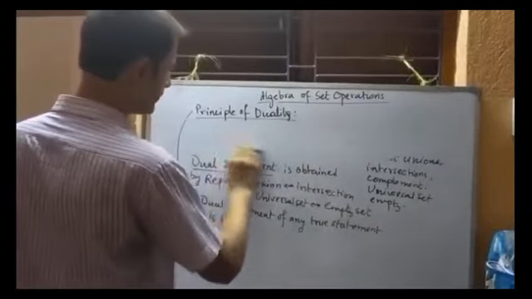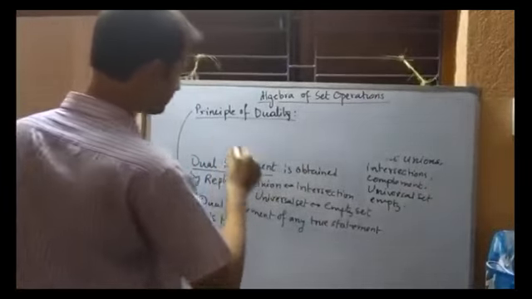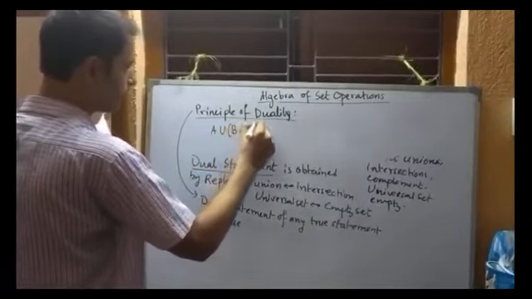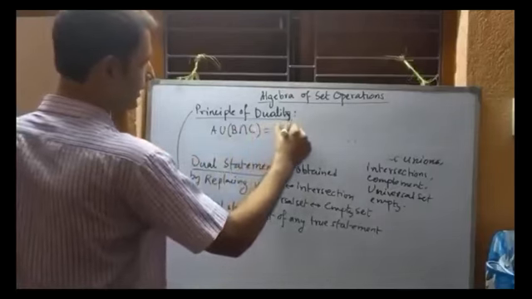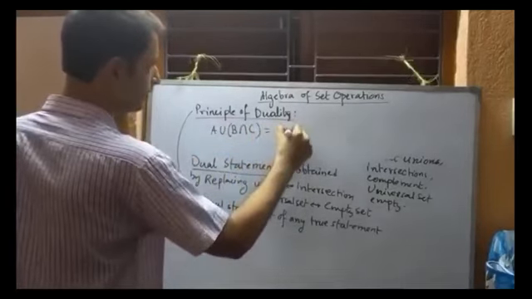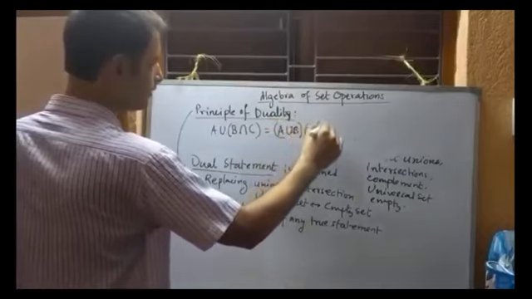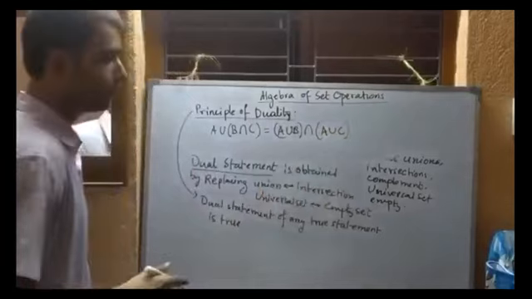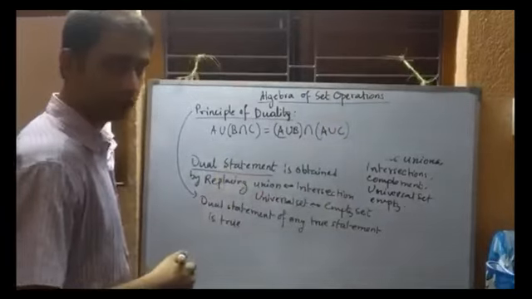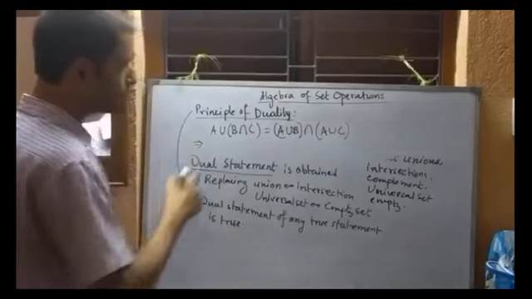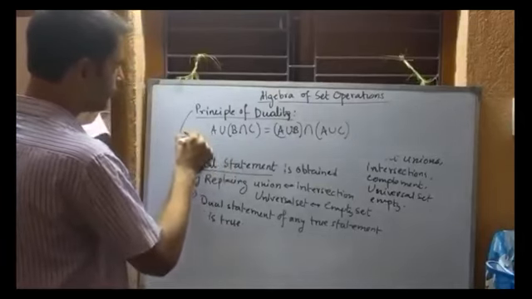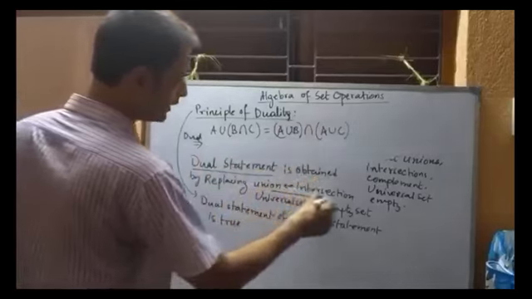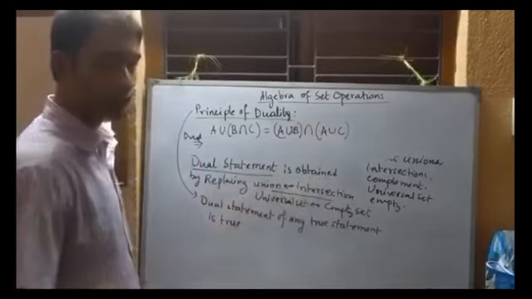So let me consider a true statement. Say this one: A union (B intersection C) is equal to (A union B) intersection (A union C). Previously we have seen that this is true. Now we apply the duality. So what will be the dual statement for this? Its dual will be obtained by replacing the union with intersection and intersection with union.